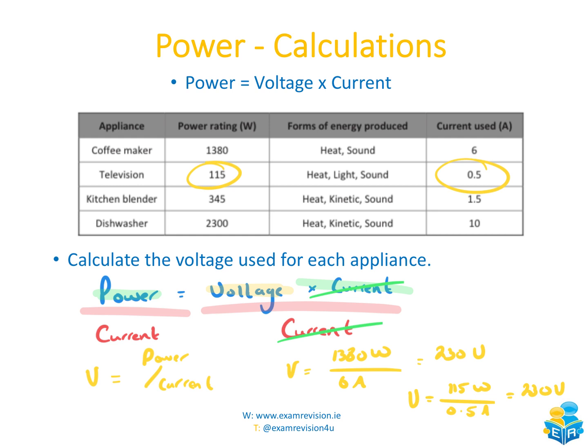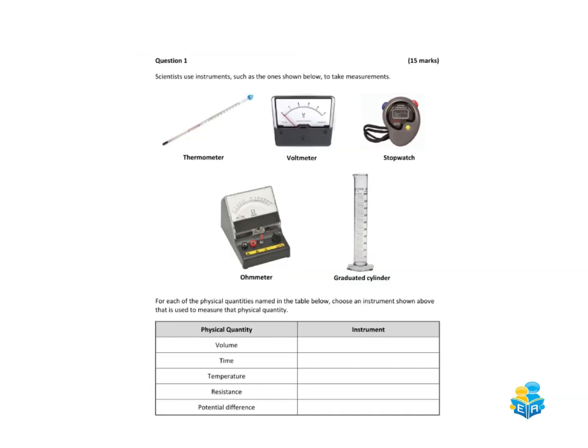We're now going to look at exam questions which have come up based on measurement, and it's very usually question 1 of papers. So in this one, scientists use instruments such as the ones shown below to take measurements. For each of the physical quantities named in the table below, choose an instrument shown above that is used to measure that physical quantity. Now, it doesn't say that you can only use each one once, but it most likely will end up that way for this particular question.